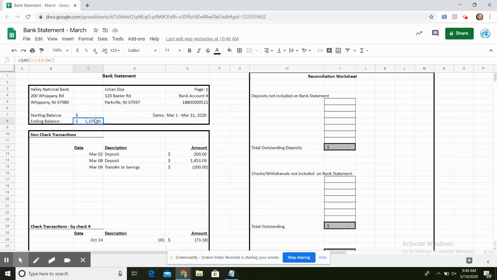And if your ending balance is here on March 31st, the starting balance for next month, April, is that same number, right? It starts wherever you left off from the previous month.